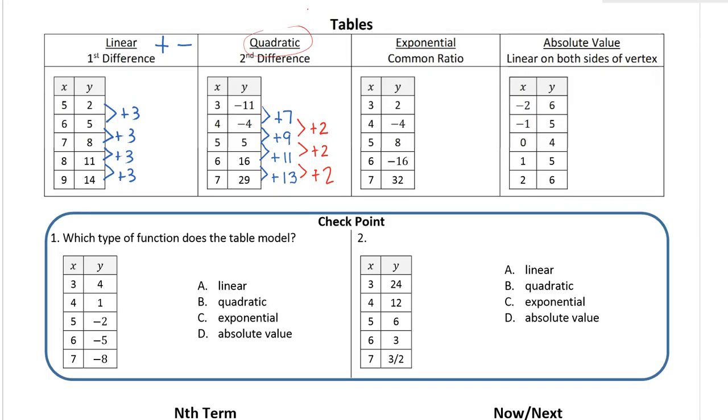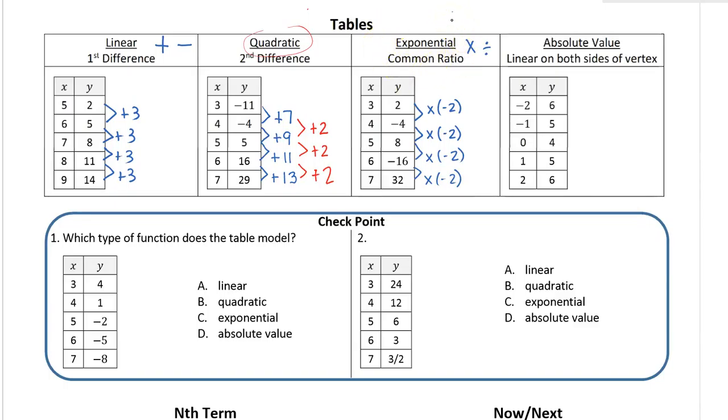Okay, now if we're looking for an exponential function, we are looking for a common ratio. That means we are multiplying or dividing each time. So, to get from 2 to negative 4, we multiply by negative 2. To get from negative 4 to 8, we multiply by negative 2. 8 to negative 16, multiply by negative 2. Negative 16 to 32, multiply by negative 2. So this would be an exponential function.